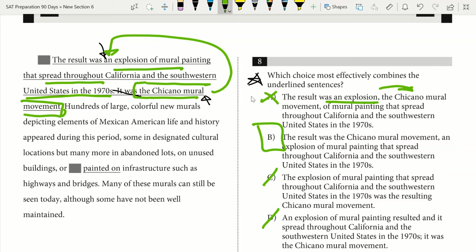Now, one thing to keep in mind anytime you're asked to combine underlined sentences, so there's really two things that I look to do, right?